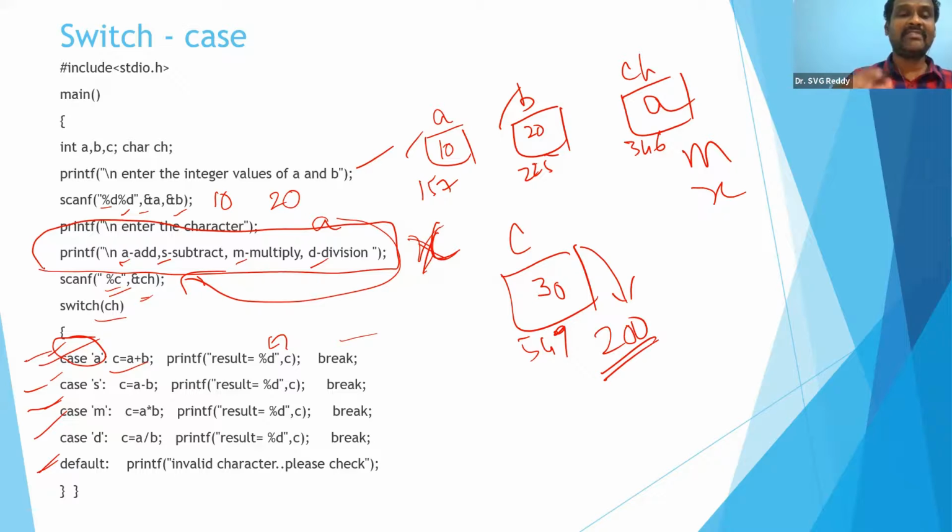So if the end user enters X there, it goes to default and then it prints invalid character and then comes out of the program. So like this, it adds 2 numbers, multiplies 2 numbers, or does all the 4 operations. Otherwise, it prints invalid character and comes out of the program.